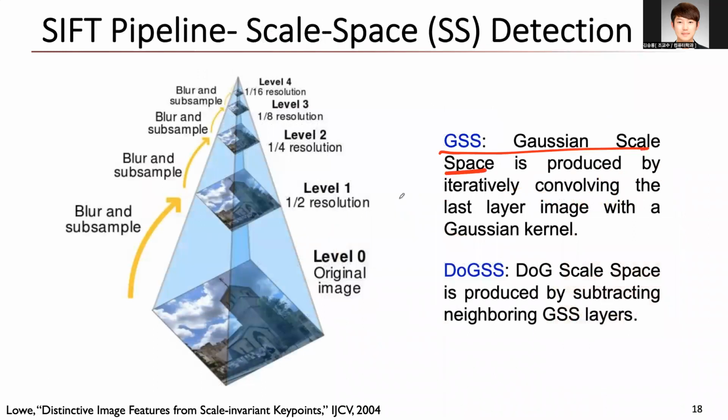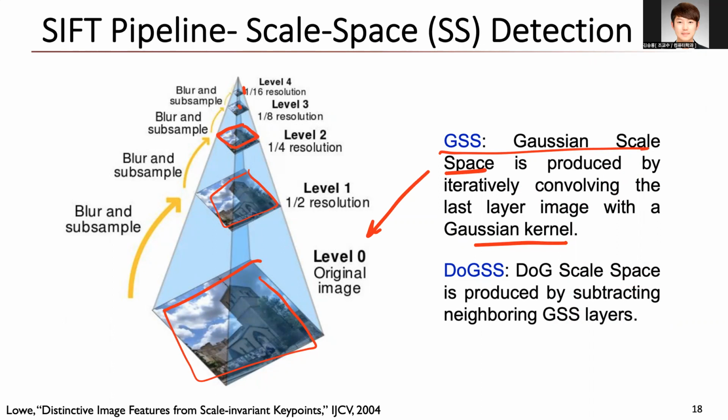This is just the multi-scale images. This is the original images, and this is the low resolution images. Also, this GSS, or Gaussian scale space, is produced by directly convolving the last layer images with the Gaussian kernel. This is very simple now, right? But at the time, it was a revolutionary technique, and it gave so much inspiration to many papers.